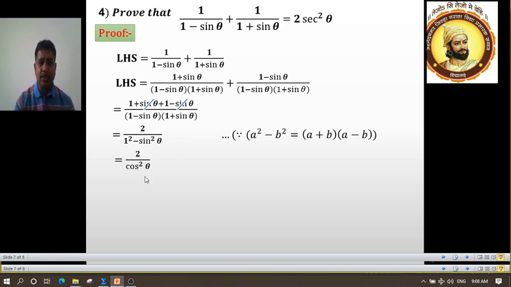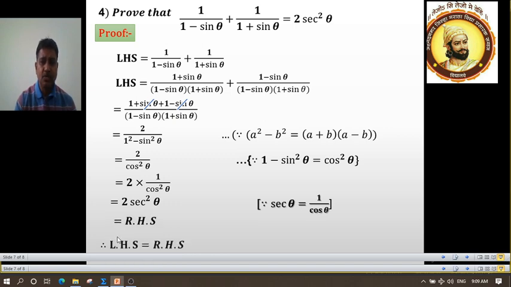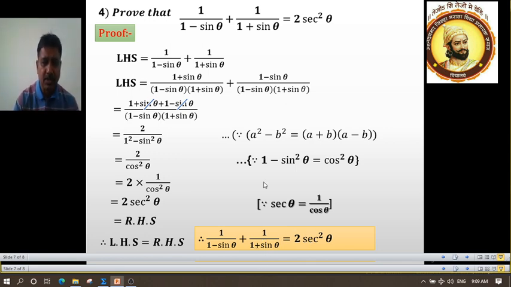Now 2 upon cos square theta can be expressed as 2 into 1 upon cos square theta. But 1 upon cos is sec theta. So 2 into sec square theta, using the identity sec theta is equal to 1 upon cos theta. But what is 2 sec square theta? 2 sec square theta is the right hand side. So we have equal to RHS. So it means that LHS is equal to RHS. Therefore, it is proved that 1 upon 1 minus sin theta plus 1 upon 1 plus sin theta is equal to 2 sec square theta.